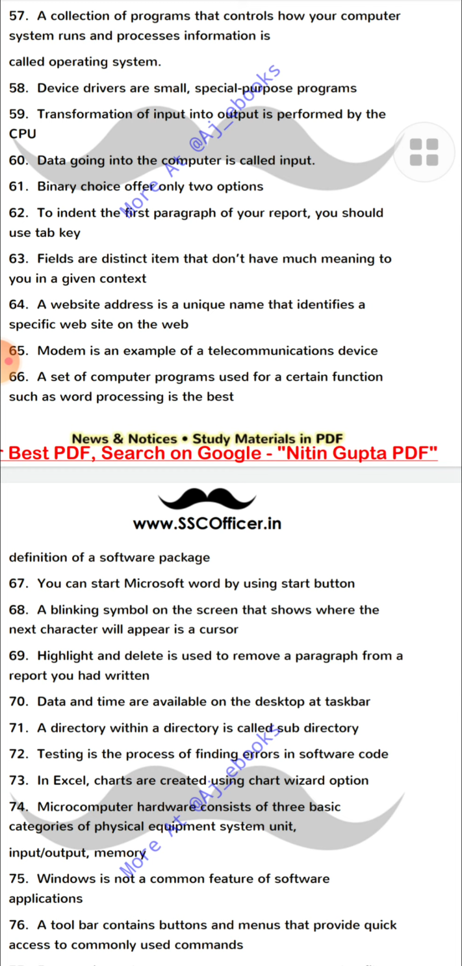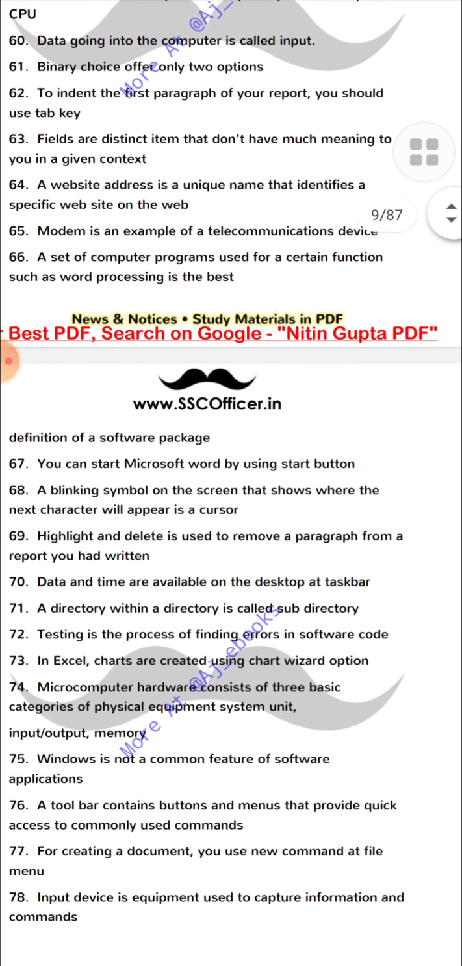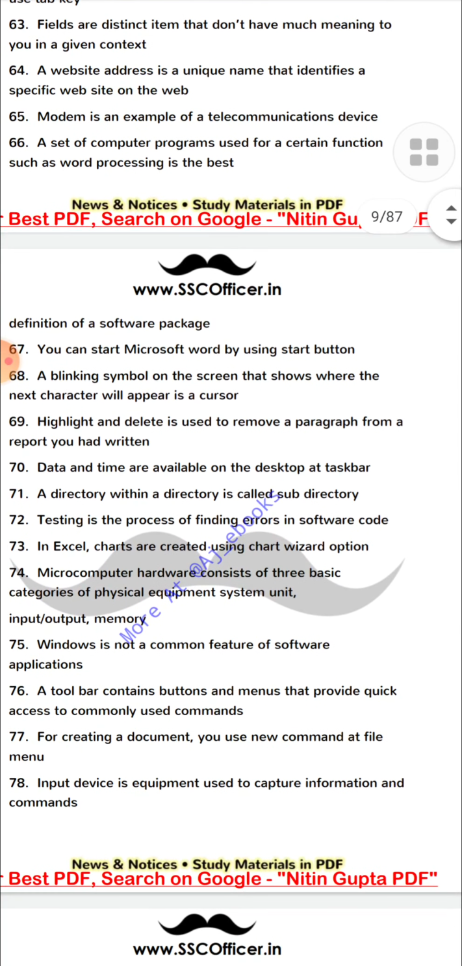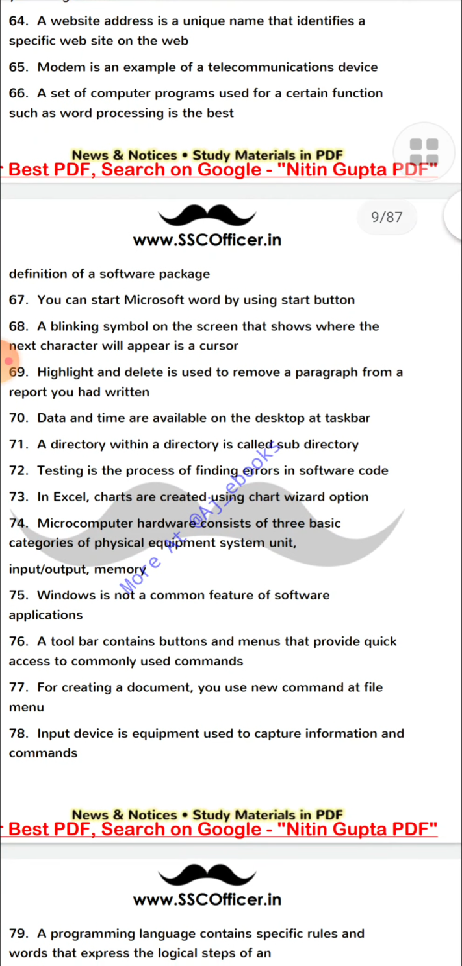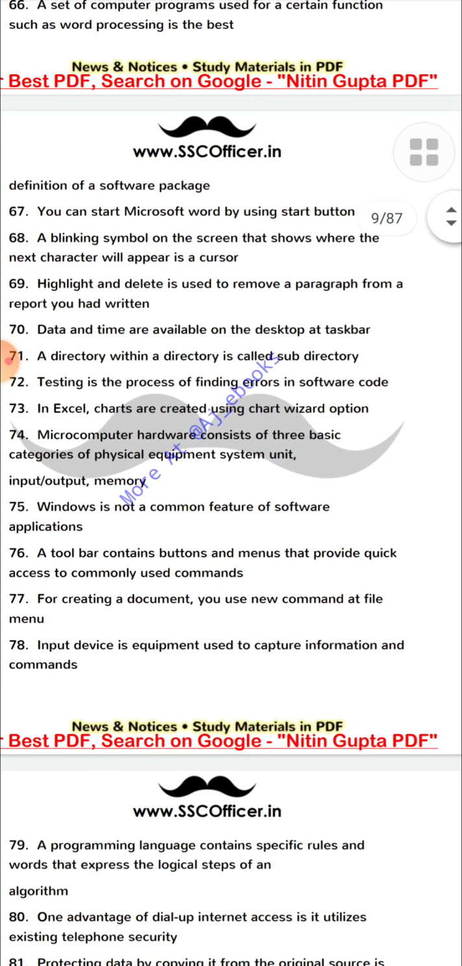Modem is an example of a telecommunications device. A set of computer programs used for a certain function such as word processing is the best definition of a software package. You can start Microsoft Word by using the start button. A blinking symbol on the screen that shows where the next character will appear is a cursor. Highlight and delete is used to remove a paragraph from a report you have written.